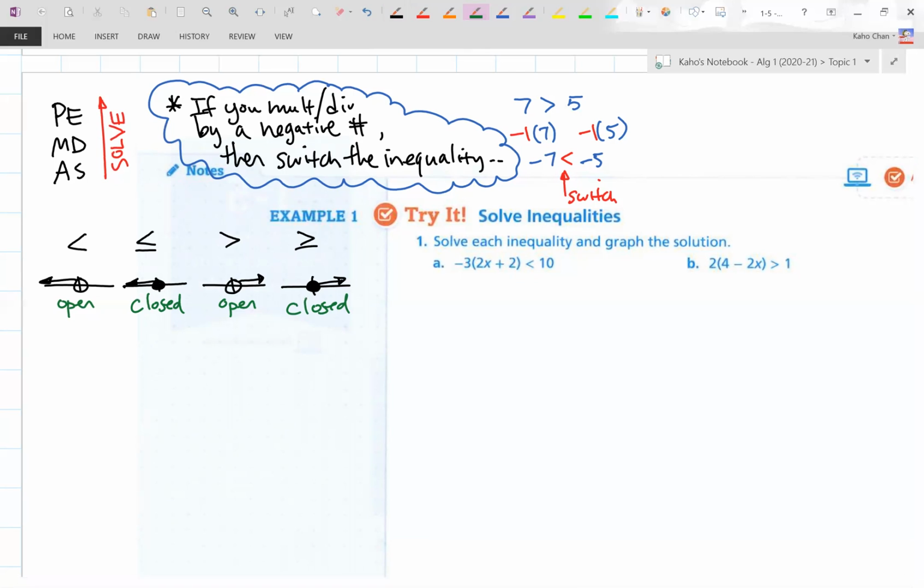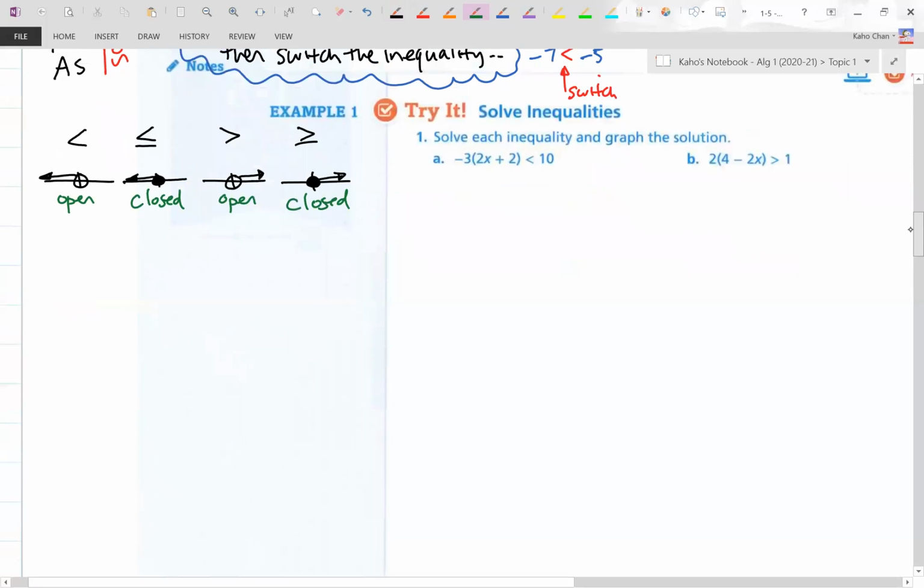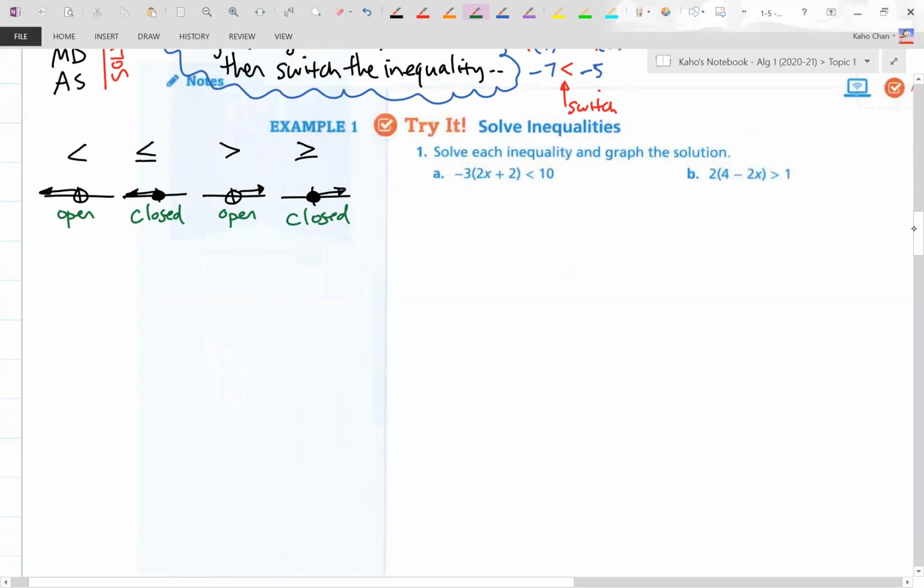All right, let's tackle example 1. Got some stuff ready to go here. The variable is x. We have an inequality. Let's go ahead and distribute, because I don't want to divide by negative 3 into 10. That's going to give me a fraction. So that's my first thought. Distribute the negative 3. Negative 3 times 2x is negative 6x. Negative 3 times 2 is minus 6.